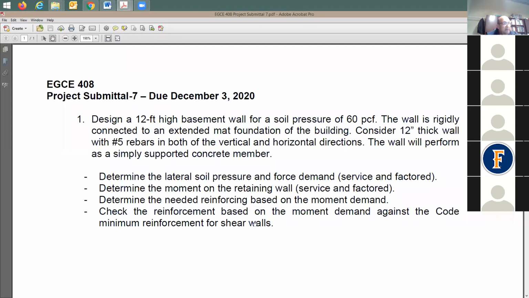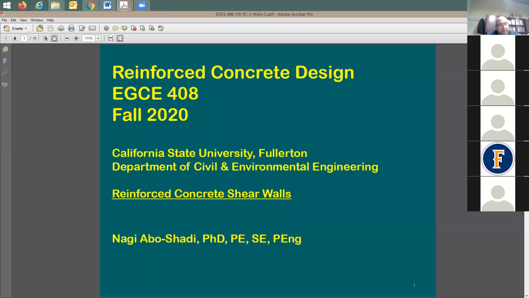Here's the submittal, and then you're talking about code minimum reinforcement for shear walls. You're talking about shear walls, right? So I need to open the shear wall slide set. Here's the shear wall slide set, right?